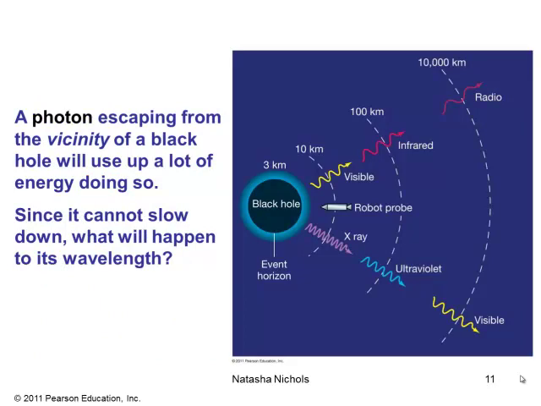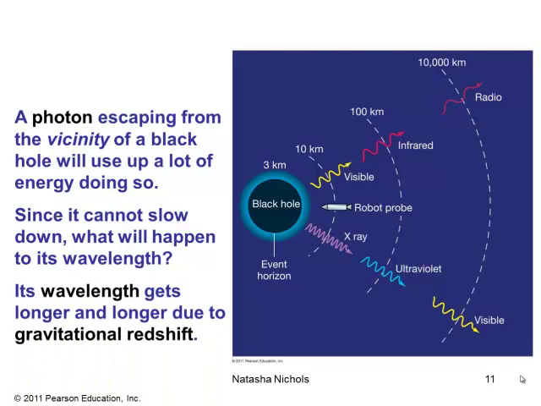Here we have an illustration of a photon escaping from the vicinity of a black hole and how it uses up a lot of energy in doing so. Since it cannot slow down, because it travels at the speed of light, what will happen to its wavelength? Well, its wavelength gets longer and longer due to the gravitational redshift. So let's take a closer look at this picture.